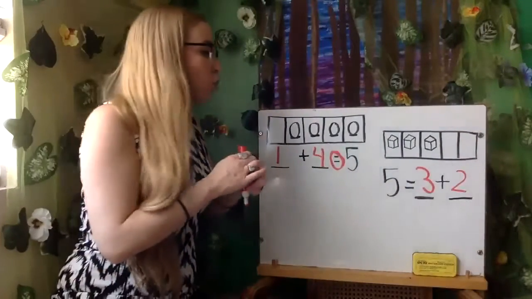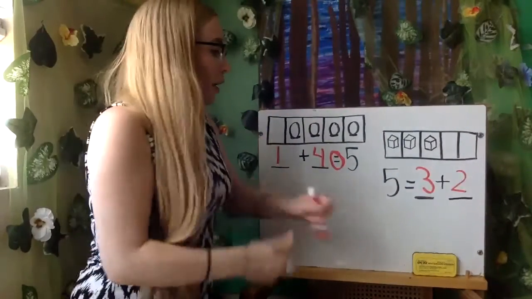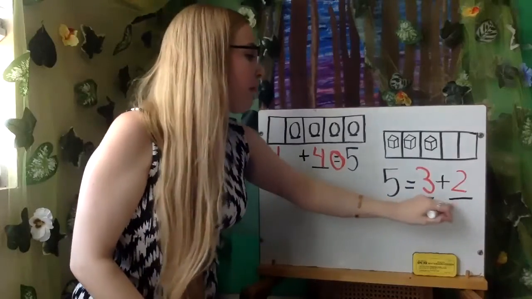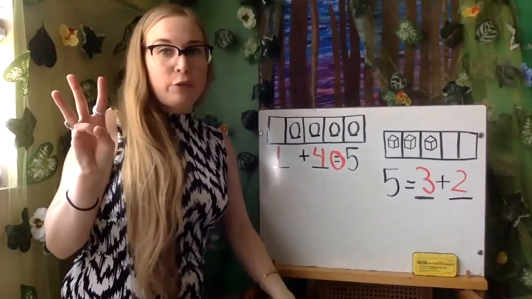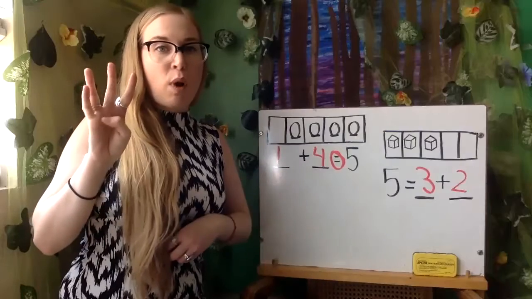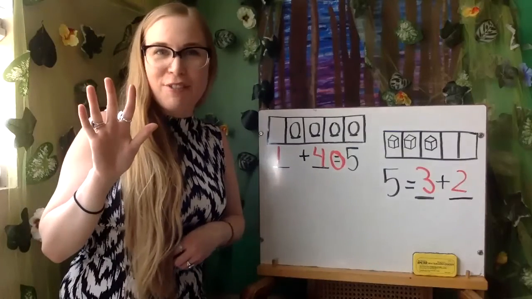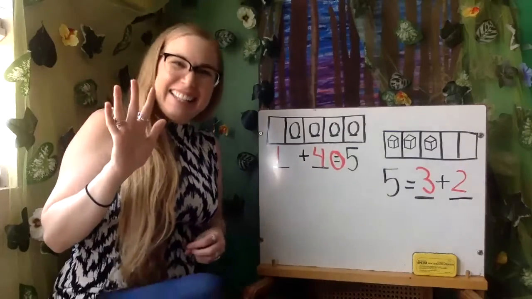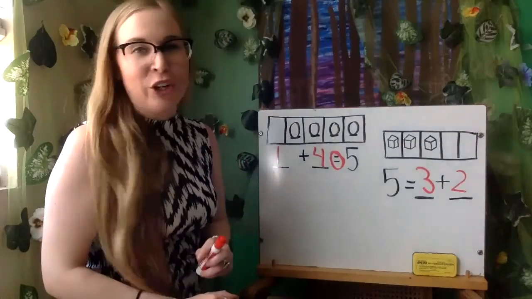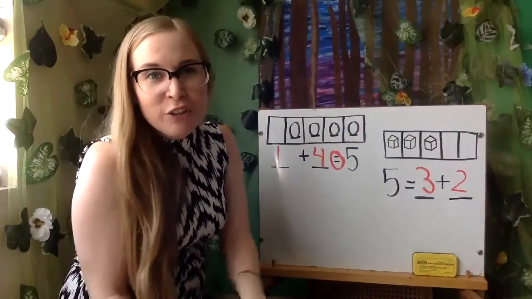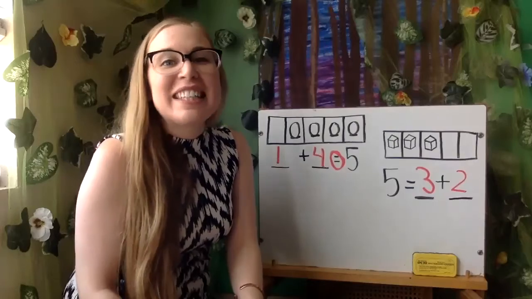Okay, so we're going to make sure that we have 5 over here. We want to make sure that this side of the equation also equals 5. So if I have 3 and I add 2 more, 1, 2, does it equal 5? Yeah, it does. So we do have 5 over there and we have 5 here. So now we're going to start solving some problems with the 10 frame.